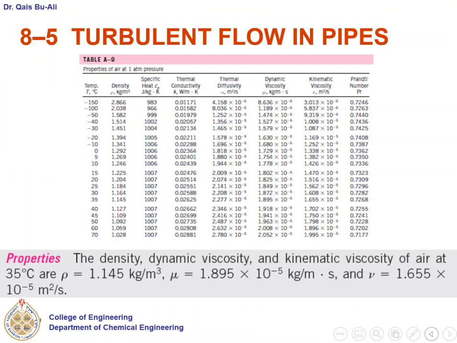Okay, so I know that the temperature is 35 degrees centigrade. I have 1 atmosphere pressure, so the density is 1.145 kilogram per meter cube, and then there is the dynamic viscosity, and the kinematic viscosity, if needed. So the properties are given here. You can read them from the table. The density, dynamic viscosity, and kinematic viscosity can all be obtained from the table.